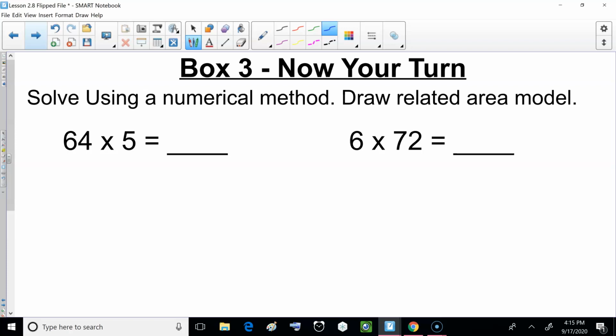You can always check. We want you to draw the related area model, because I'm pretty sure you feel confident with your area model drawings right now. So if you're not sure, give it a shot. We have 2 problems: 64 times 5 and 6 times 72. Pause the video and see if you can answer those 2 problems.